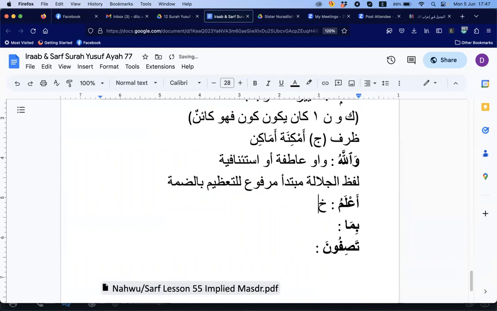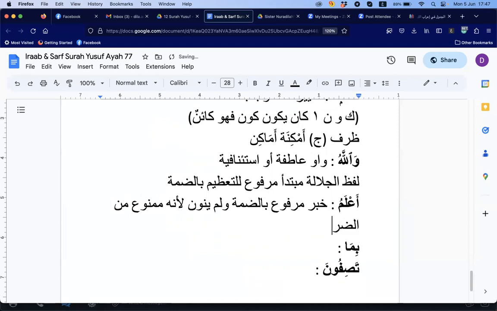خبر. Yes. خبر مرفوع بضمة. Again, what kind of word is this? This is تفضيل. Yes, and that's why it's mamnu min sarf. Okay, you don't see that. So what would you see in Arabic books if they talk about why there's no tanwin? Remember? لم ينون. Yes. Lam yunawwan. لم ينون لأنه ممنوع من الصرف. What is that? It means no tanwin. It's not given tanwin because it's mamnu min as-sarf.